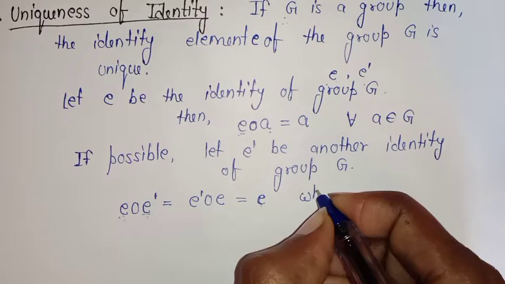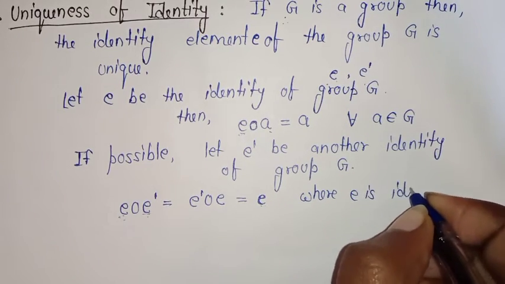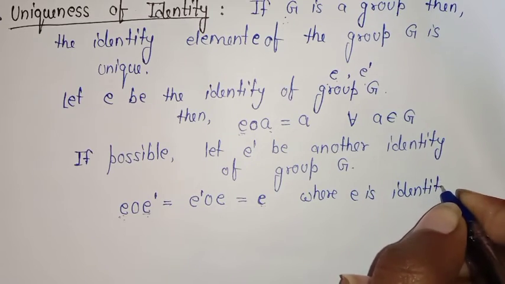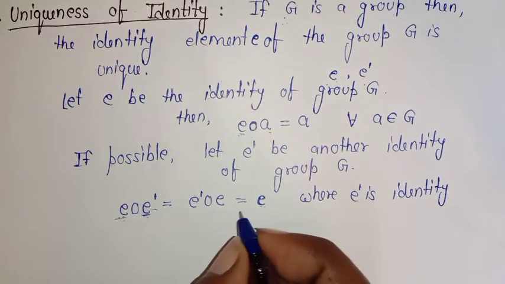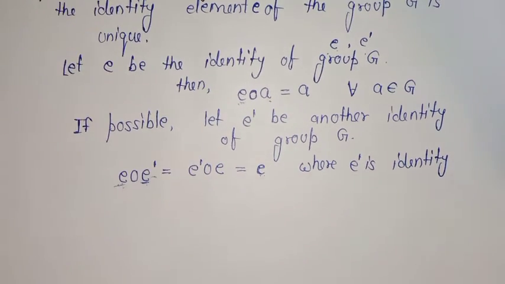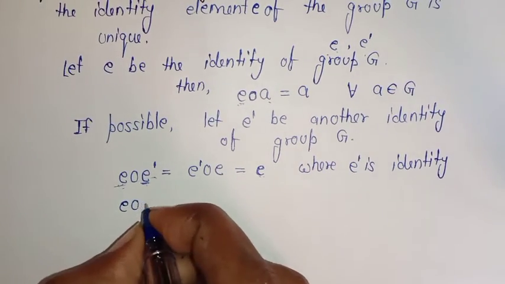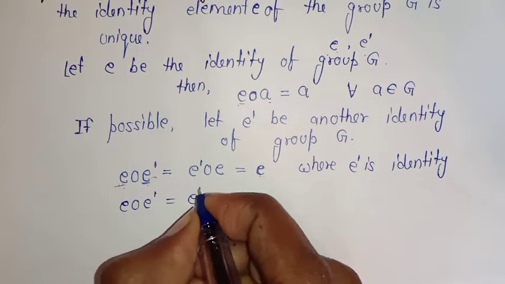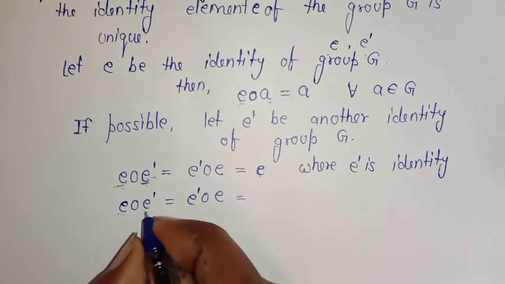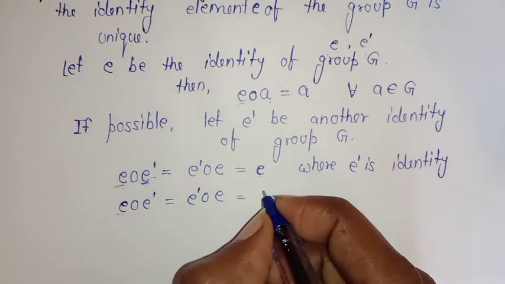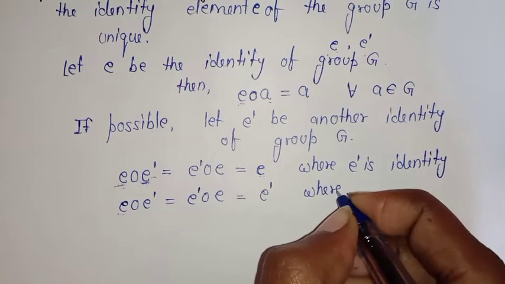Here we can write, where E' is the identity, since we are taking E' as the identity and E is working here as an element. Now if we take E as the identity, what we get for the same element is E' operation E. Here E is the identity, so when we apply any element with the identity, we get that element, that is E'.